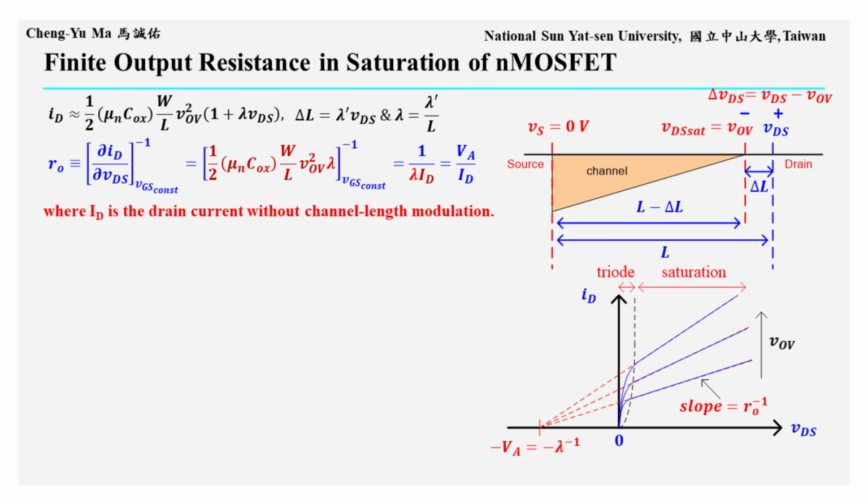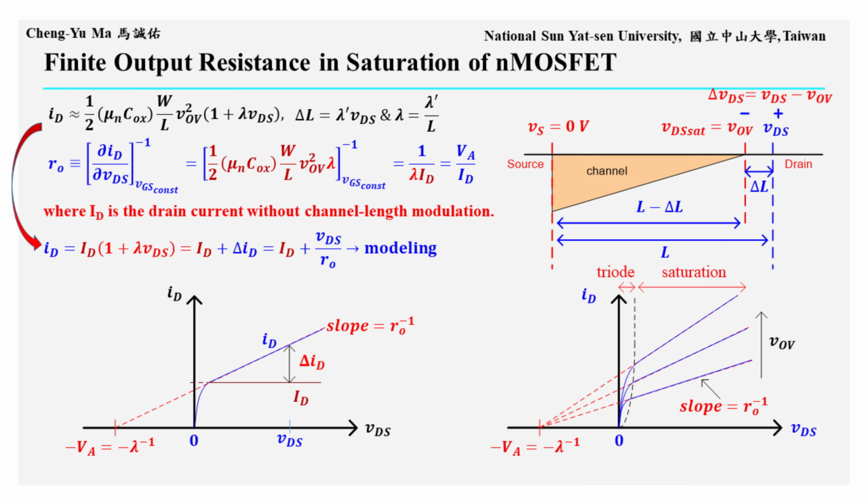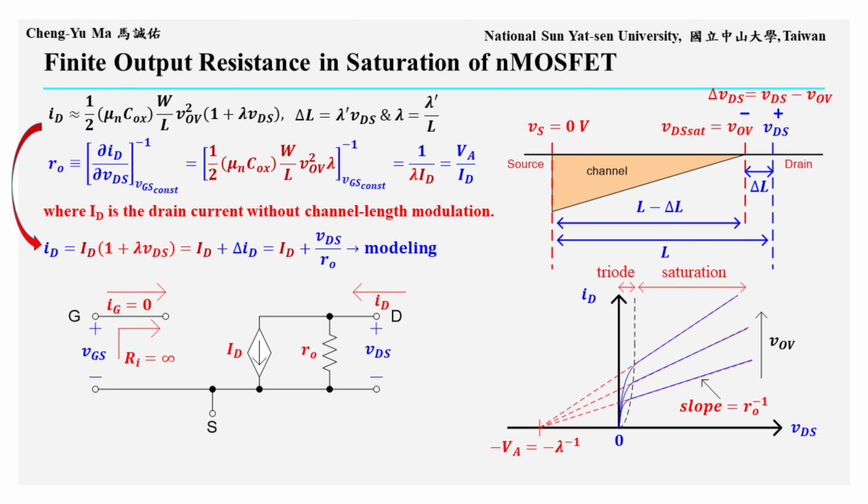The total drain current of the MOSFET can be written as the drain current without the VA effect, ID, multiplied by the quantity 1 plus lambda VDS. This is the same as ID plus the additional current delta ID caused by the VA effect. From the small signal viewpoint, delta ID can be approximated as VDS over RO. Therefore, the total ID can be modeled as ID plus VDS over RO. This equation tells us that the MOSFET drain current can be modeled as an ideal drain current ID without the VA effect, in parallel with an output resistance RO that represents the VA effect. The total drain current is the ideal current plus the extra current through RO.